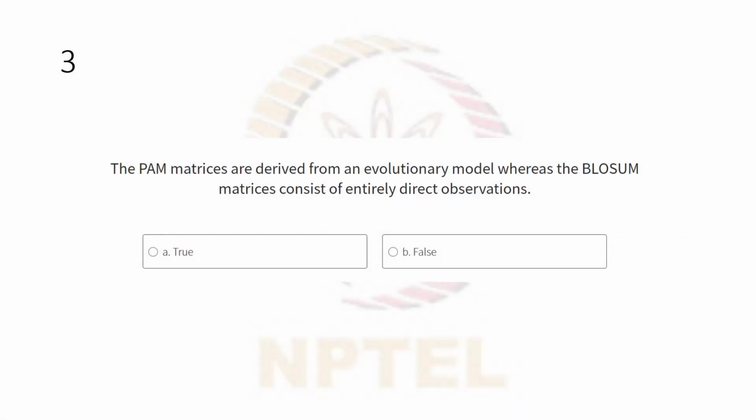The next question is regarding the PAM matrices. The question is: the PAM matrices are derived from an evolutionary model, whereas the BLOSUM matrices consist of entirely direct observation. This is a true or false question.